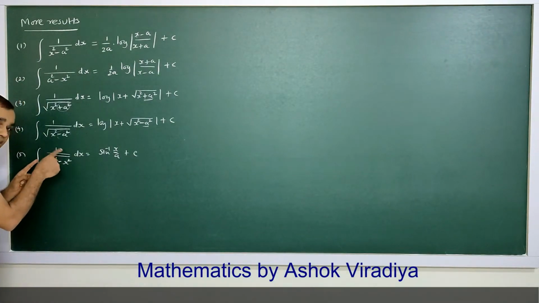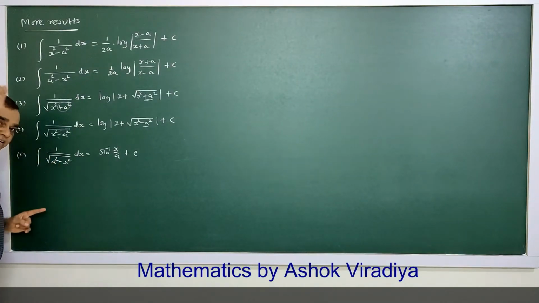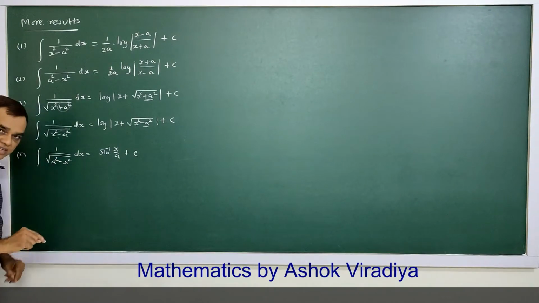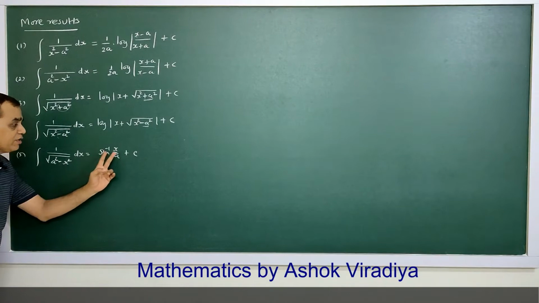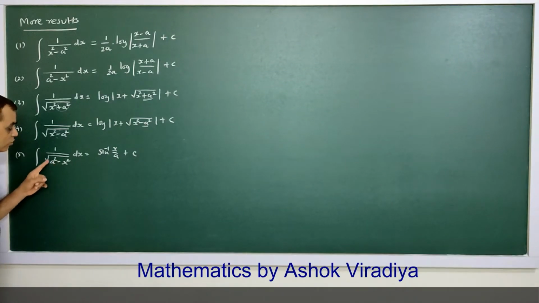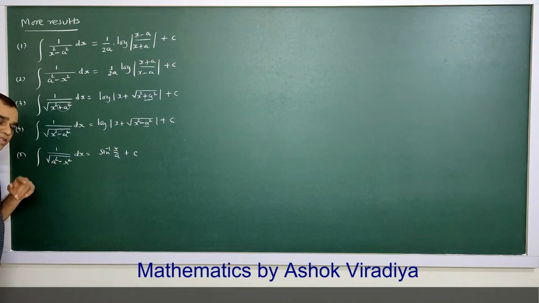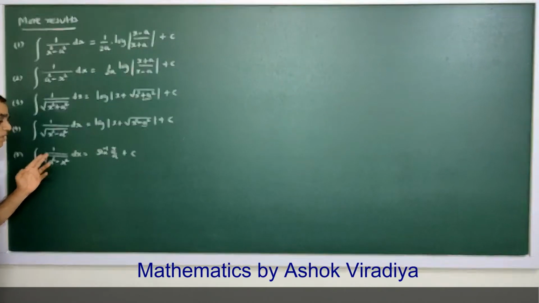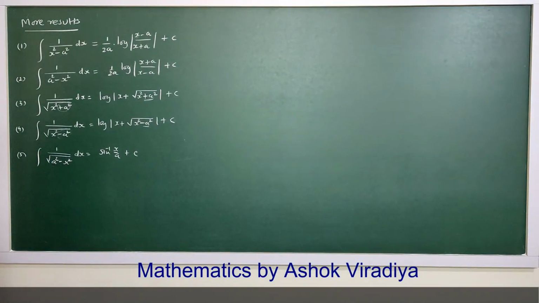See, here pattern is same. In that result we had integral of 1 upon root 1 minus x square and integral was sine inverse x plus c. So here now same result in different form, root a square minus x square.